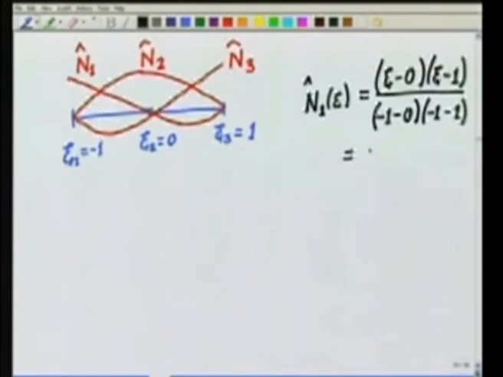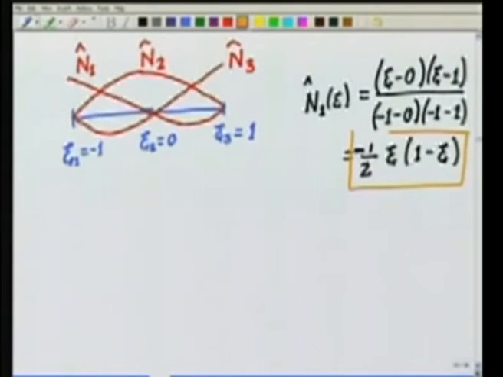half of psi into 1 minus psi, minus of half, minus half of psi into 1 minus psi. So this is what our definition of n1 hat for p equal to 2 will be. Similarly, I can define n2 hat.